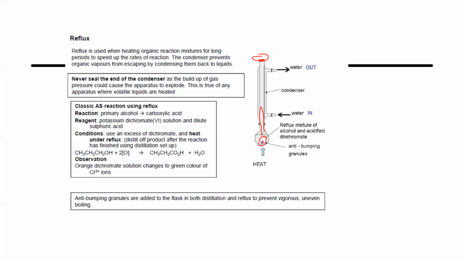Anti-bumping granules are there. The purpose of anti-bumping granules is to prevent vigorous boiling, or to make the boiling even. Otherwise, if there were no anti-bumping granules, the boiling would be uneven.